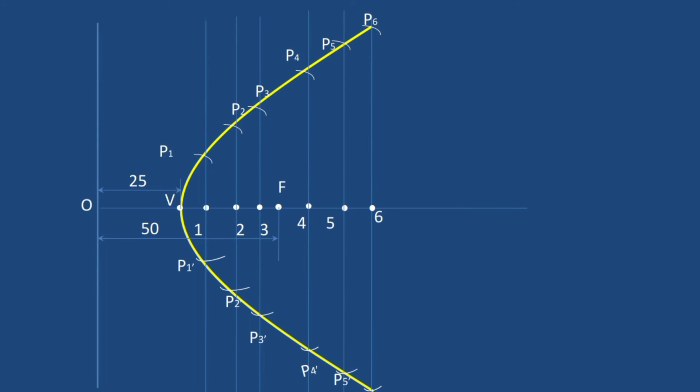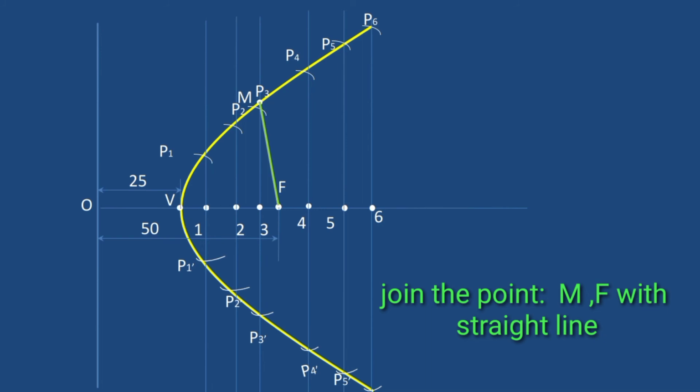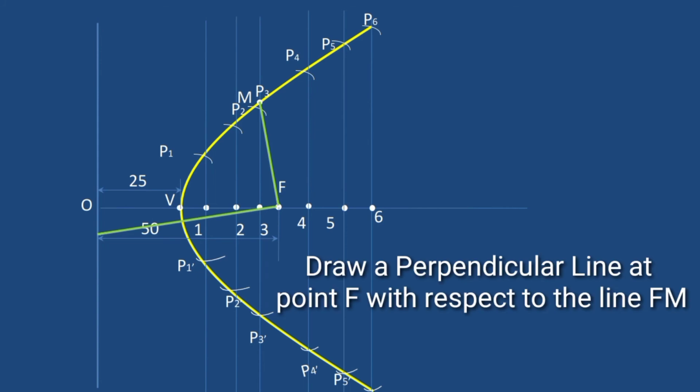Let us start the construction of the normal and tangent to the curve. Consider any point on the curve, point M. Now join the points F and M with a straight line. Draw a perpendicular line at point F to the line FM, which will touch the directrix at point T.